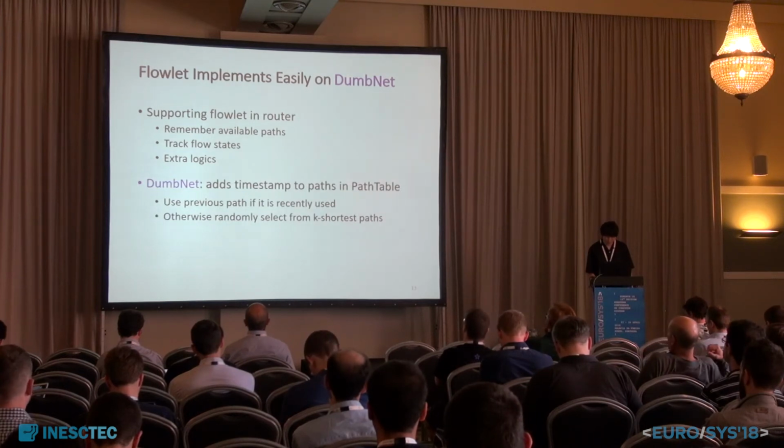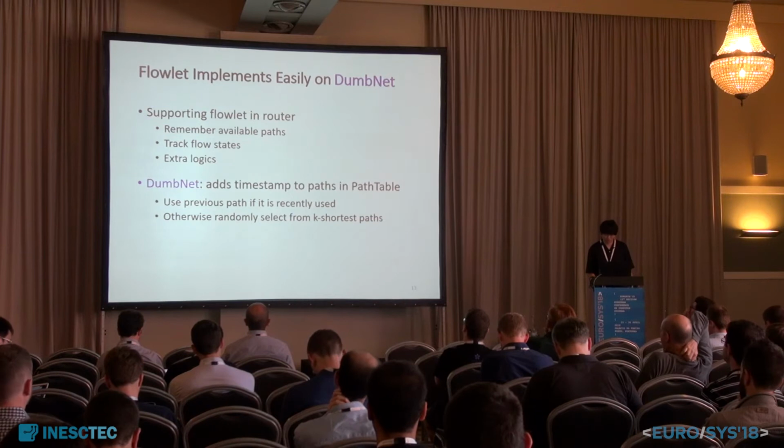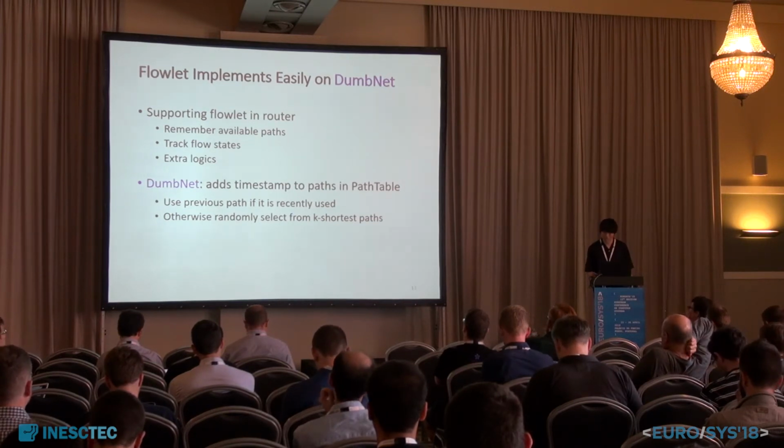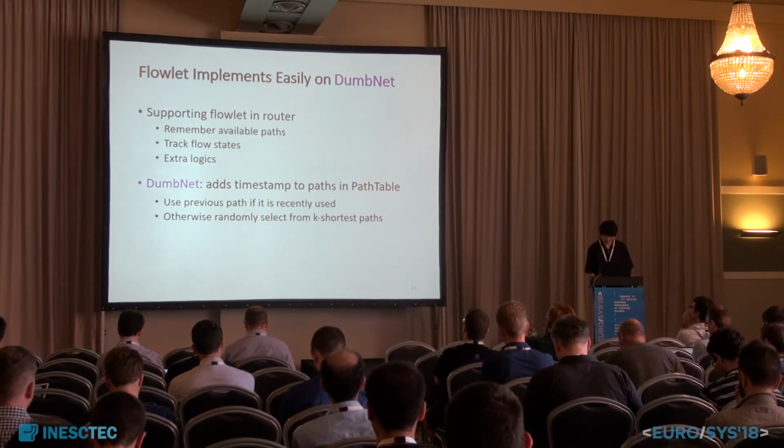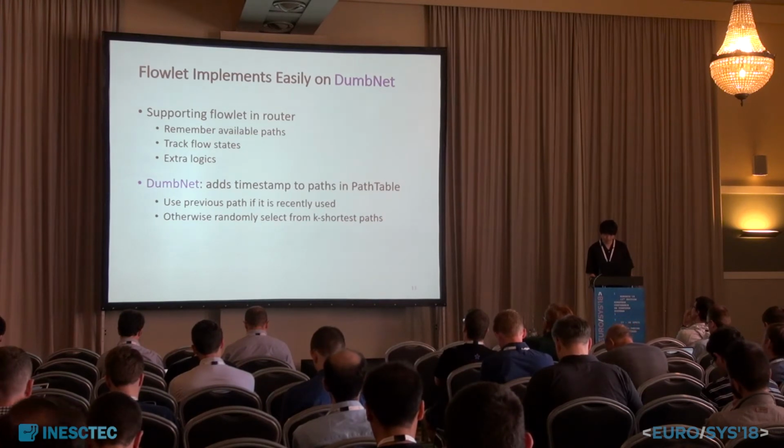You only need to add a timestamp to the paths in the path table. And each time you're sending a packet, you can use the previous path if it was recently used. Otherwise, you can randomly choose from the k-shortest paths.